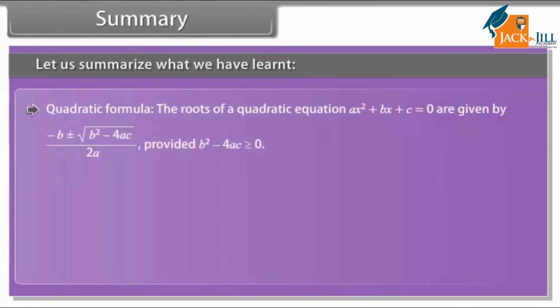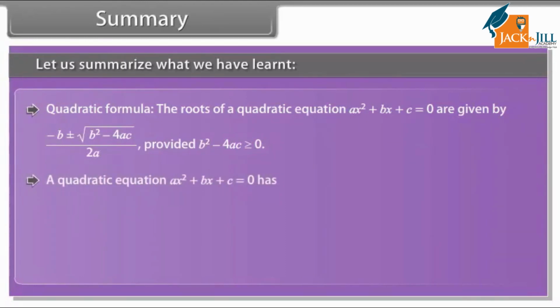Quadratic formula. The roots of a quadratic equation ax² + bx + c = 0 are given by (-b ± √(b² - 4ac)) / 2a, provided b² - 4ac is greater than or equal to 0.